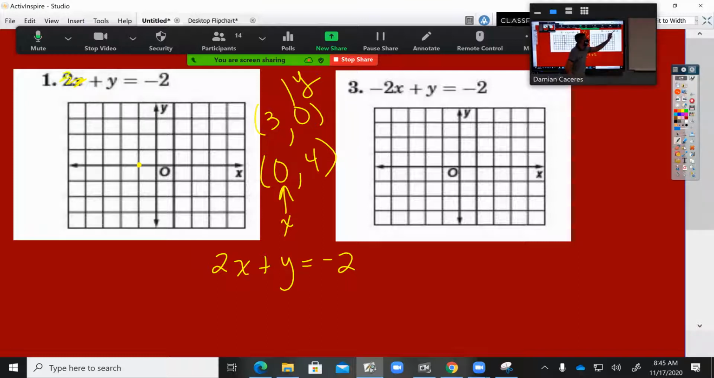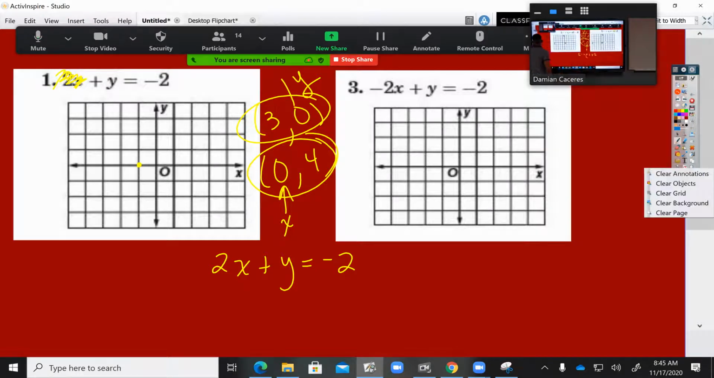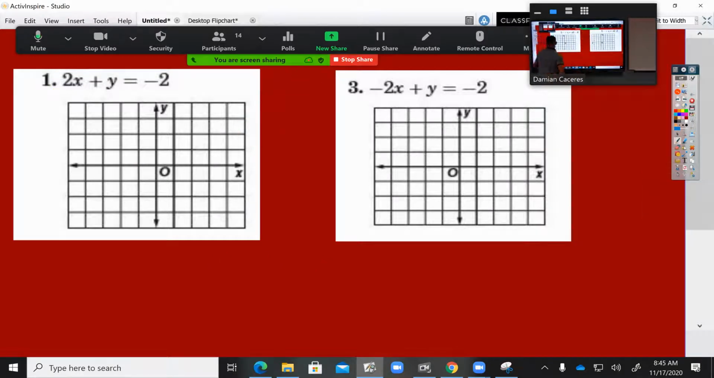Anything times 0 disappears. That's why I teach you that you don't have to plug in the 0 if you just eliminate the term, the opposite of what they're asking. So if they're asking for the x-intercept, you erase the y. If they're asking for the y-intercept, you erase the x. So let's do both on number 1.